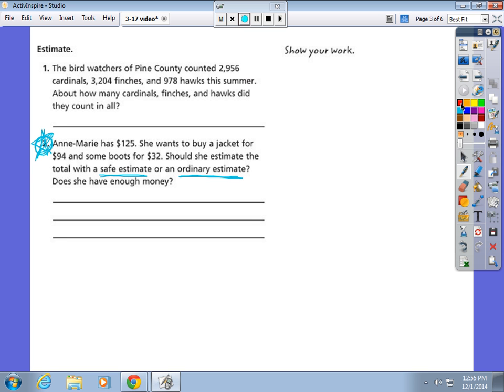Now, I'm going to want to make a safe estimate here. The reason is she needs to have enough money to buy all of these things. So when I make my estimate, I look and I see I have 125. That's a good number, a nice round number. For the jacket at 94, again, I want this to be safe, so I'm going to put $100. That gives me an extra $6 to play with. And then boots at 32.